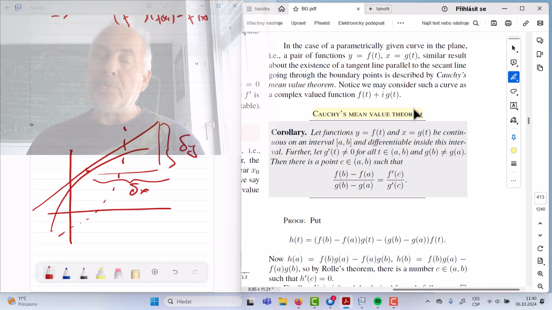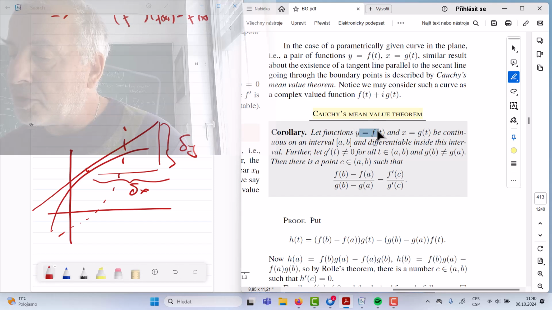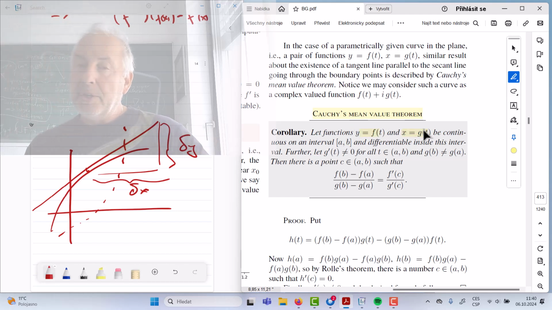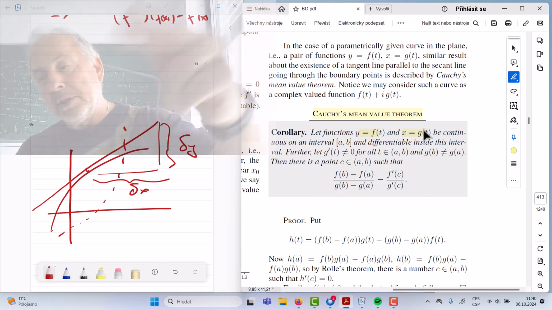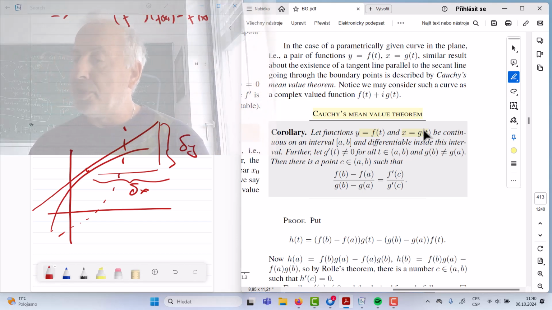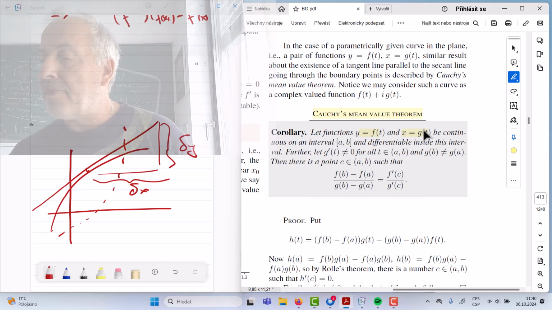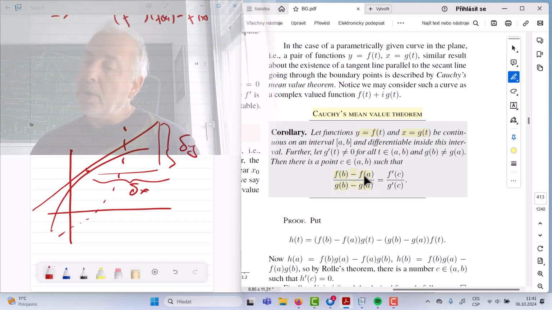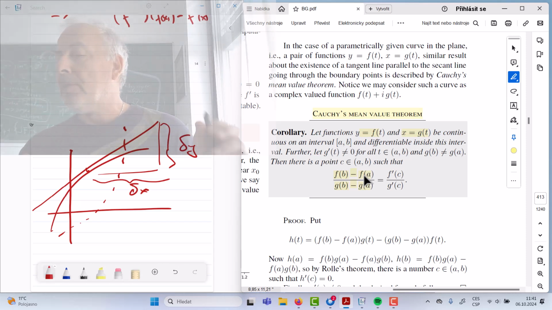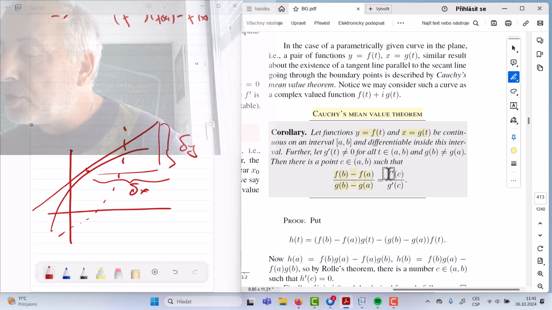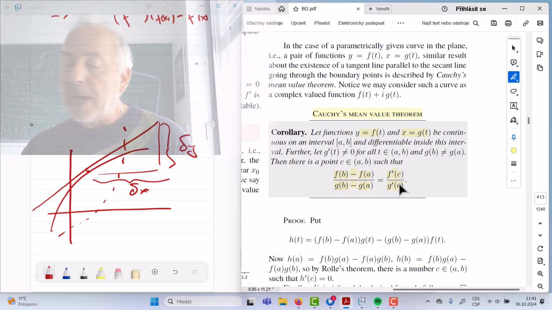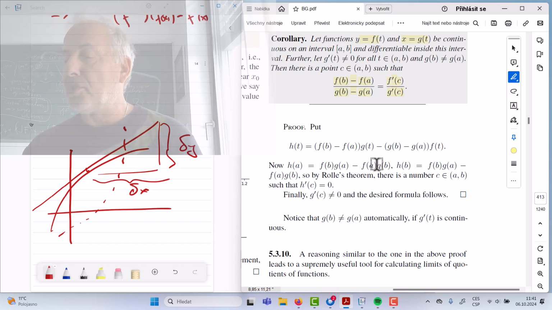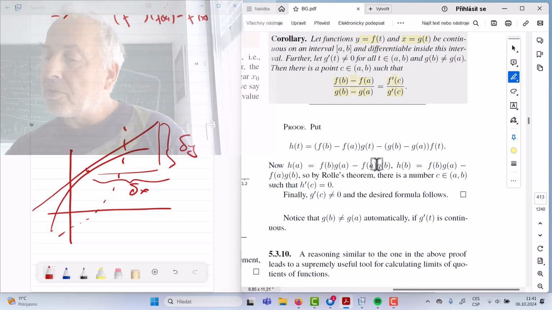This is again the same thing, but in terms of a curve. So you will have two functions parameterizing a curve which is differentiable. You can also imagine a complex valued function of one variable on interval a, b, and f and g will be the real and imaginary part of it, right? And then the claim is that the ratio of the differences of the boundary values of the function must be achieved as a ratio of the derivatives inside. And again, the proof is just a very straightforward application of the previous Rolle theorem.